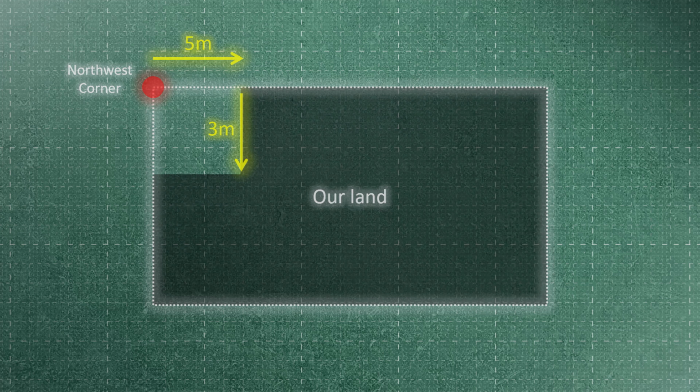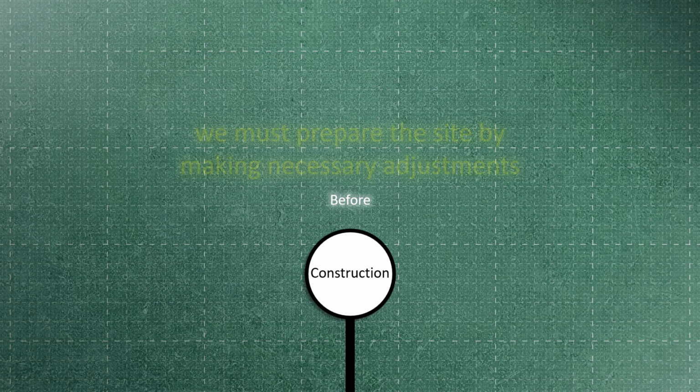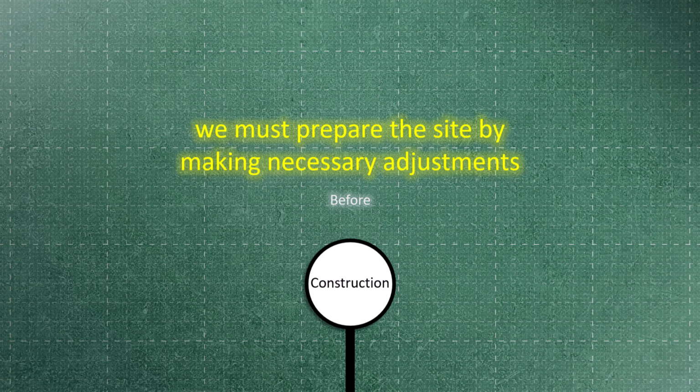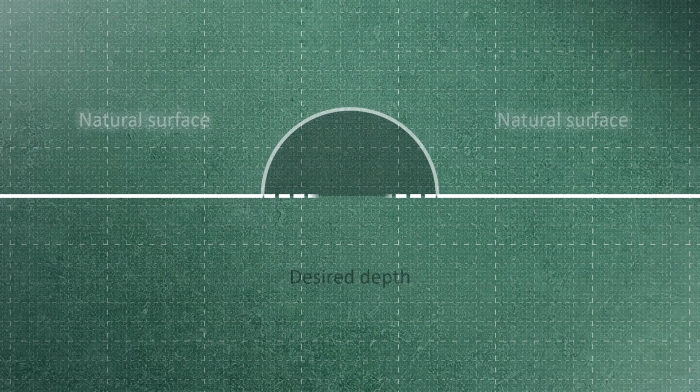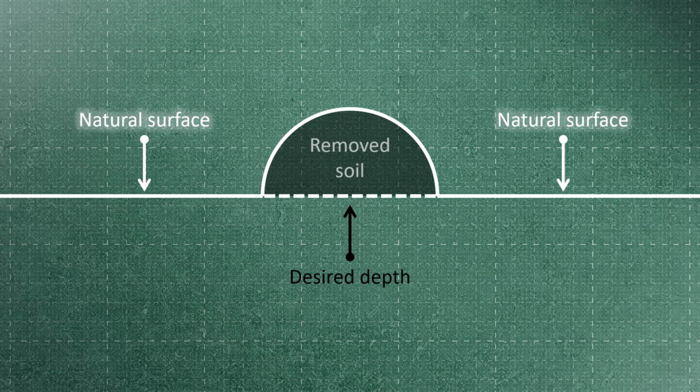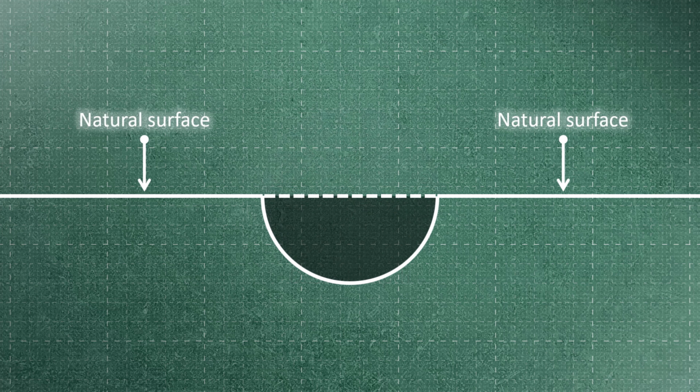Before commencing construction on the designated land, we must prepare the site by making necessary adjustments. This preparation process involves 2 primary tasks: excavation and embankment. Excavation refers to the process of removing soil to achieve the desired depth, while embankment involves filling an area with soil to reach the desired height.